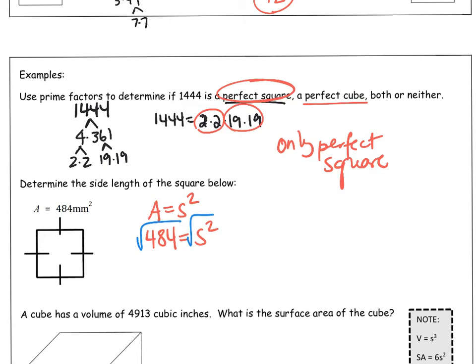So in all reality, just take your calculator. This doesn't say that you have to use prime factors here. So we could just take our calculator and square root 484. And the square root of 484 is 22. So my side length is 22 millimeters. So 22 by 22 gives me 484.